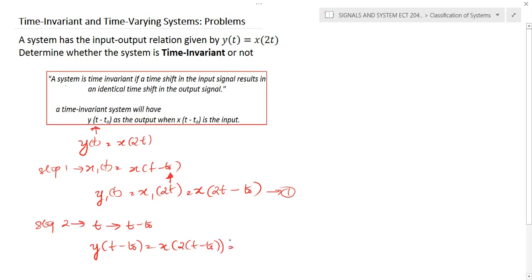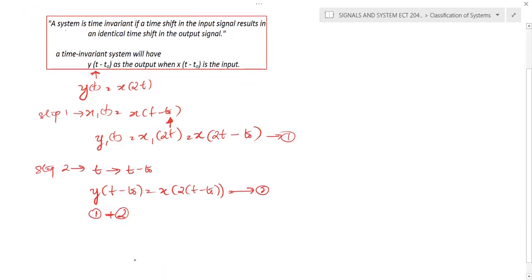So if you compare these two equations, we can conclude that these two equations are not same. So 1 not equal to 2. So if 1 not equal to 2, you can conclude that the given system is a time varying system. Okay, it's a time varying system.